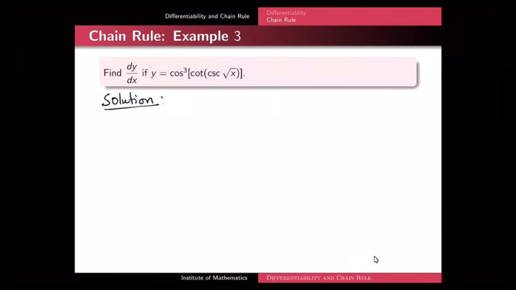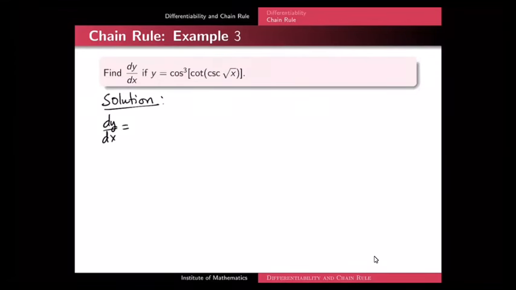Okay? So first, observe muna natin. So we have here raised to 3. So this is the outermost. Then we have cosine. Then if you go inside, we have cotangent. And then if you go inside, we have cosecant. And if we go inside, we have square root of x. So in that order, okay? So let's see. What is dy over dx?